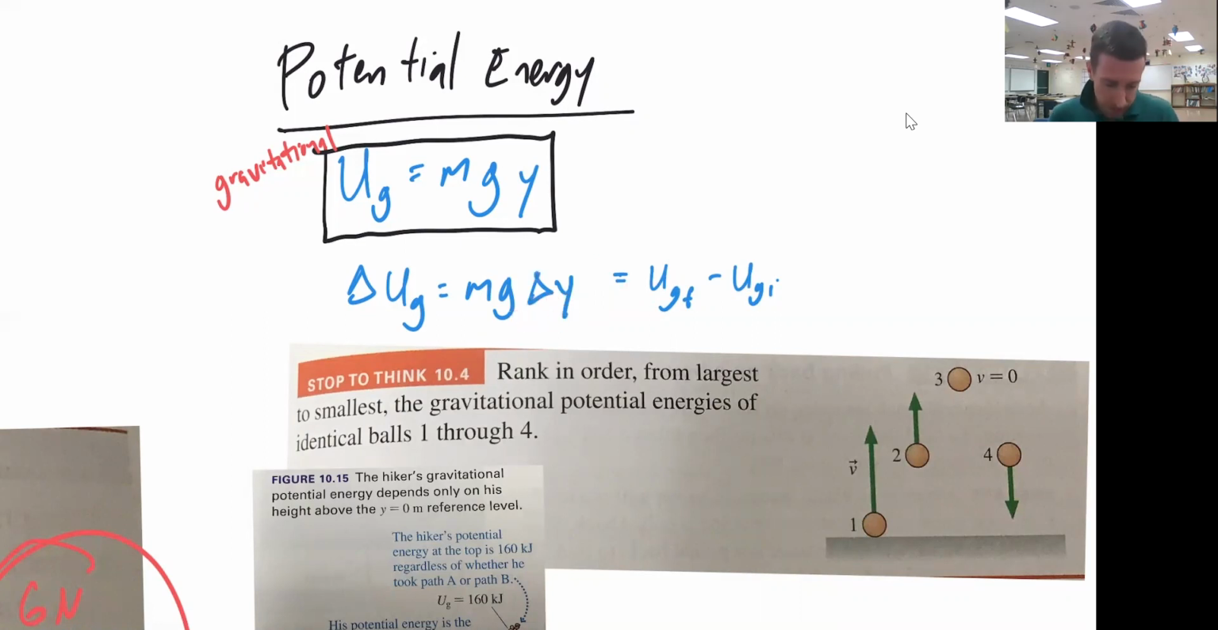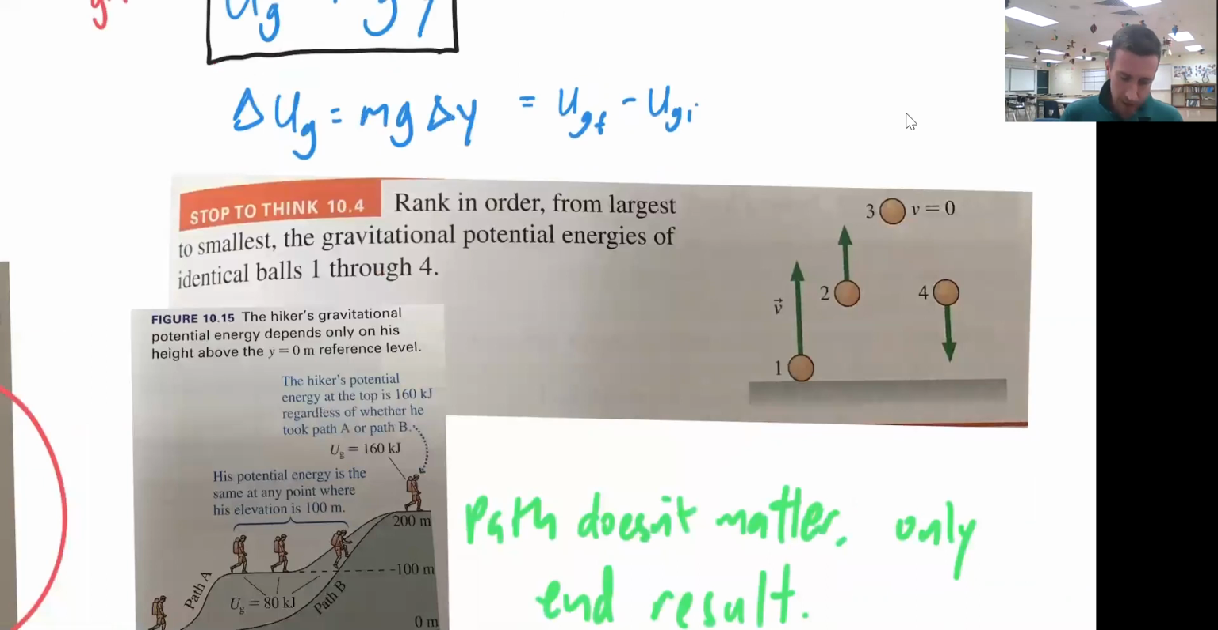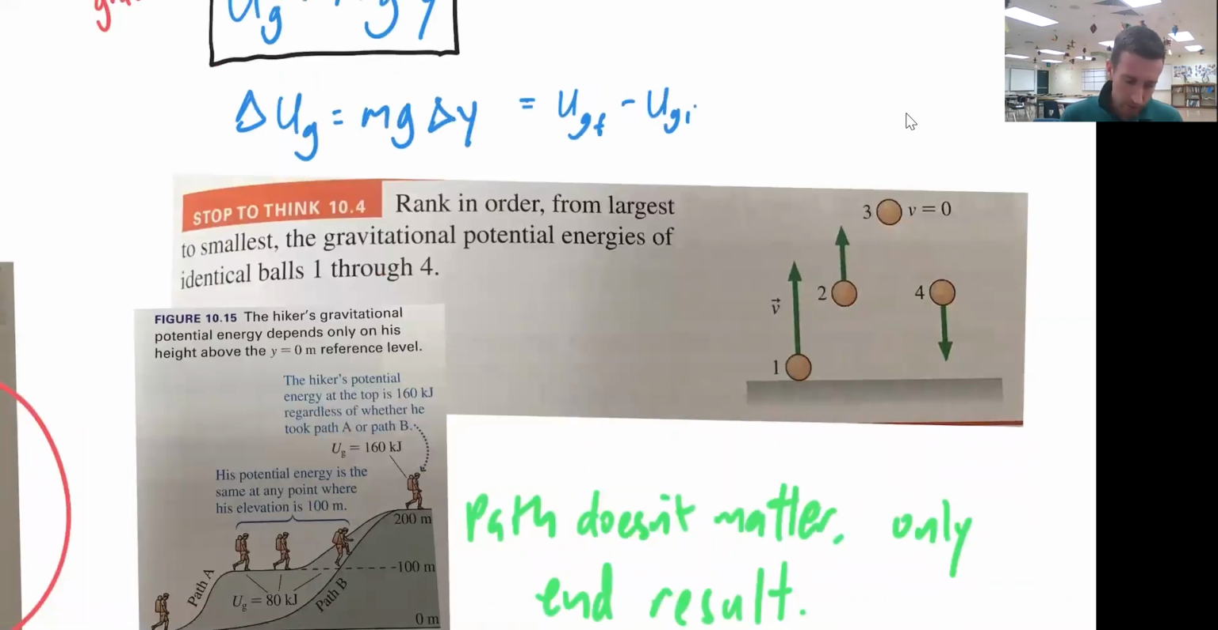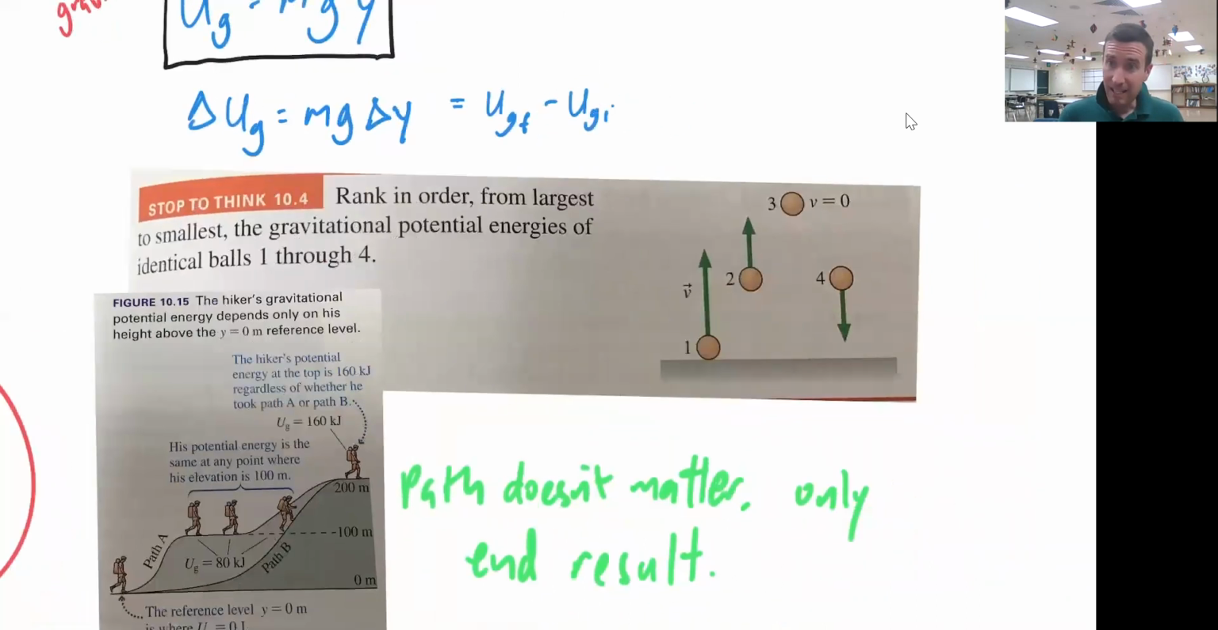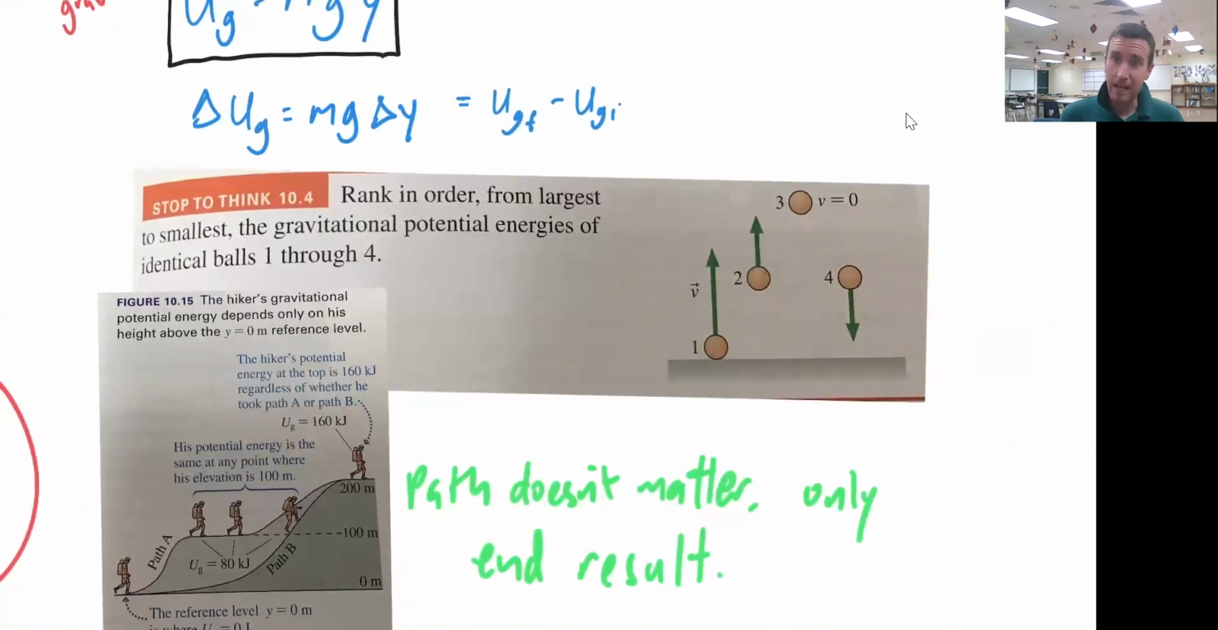All right, so stop and think. Rank in order from largest to smallest the gravitational potential energy of these identical balls 1 through 4. Let's see, if they're identical and they're all on the Earth, then they all have the same acceleration due to gravity. They all have the same mass. The only thing that's changing is the height. Does velocity matter for gravitational potential energy? It does not. So I can just ignore all those green lines. Those don't matter. So the only thing that matters is the height.